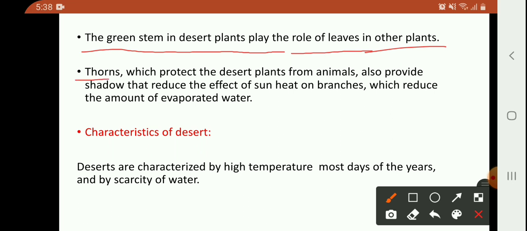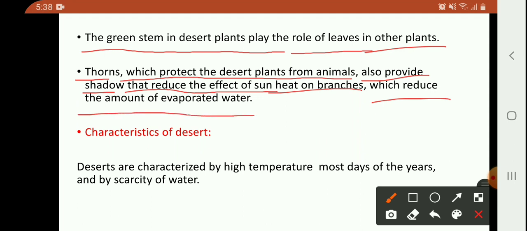Thorns, الشوك, protect the desert plants from animals, بيحمي plants من animals. Also they provide shadow, ظل, that reduces the effect of sun heat on branches, بخفف تأثير الشمس على الفروع, which reduces the amount of evaporated water, بخفف كمية تبخر المي.